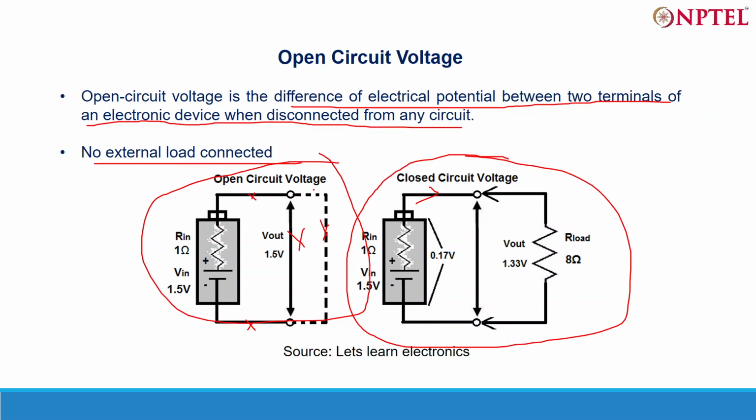Why is it important? We will discuss it in the MPPT part, in later slides, with the IV characteristic curve. I will try to explain why open circuit voltage is important and why short circuit current is important. In short circuit current, we don't connect any load, we just short it out, so whatever current flows between these two junctions is the short circuit current.